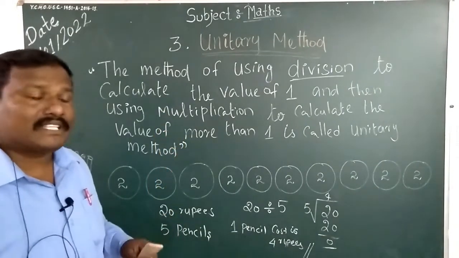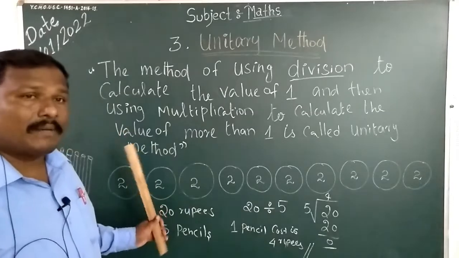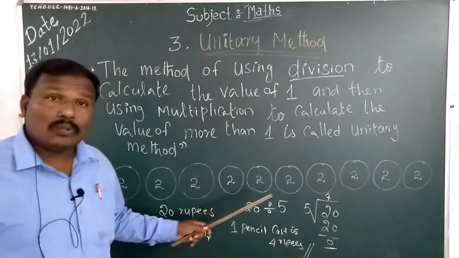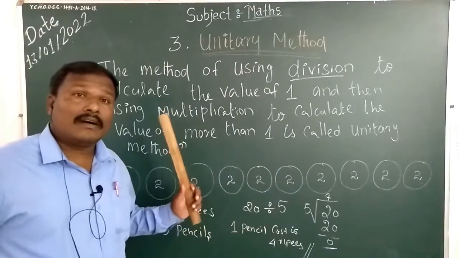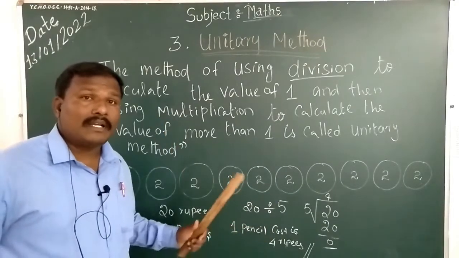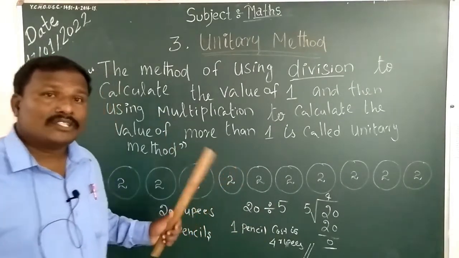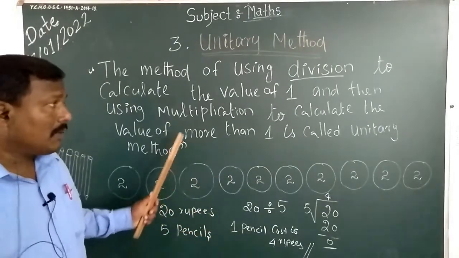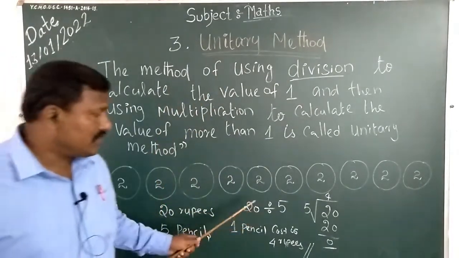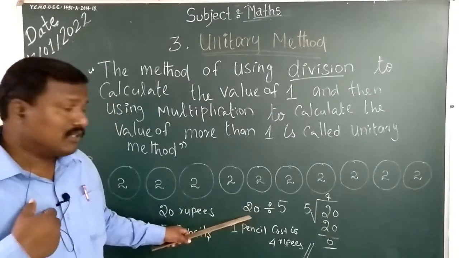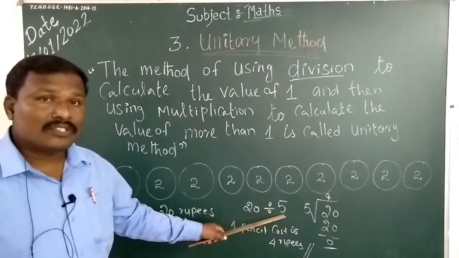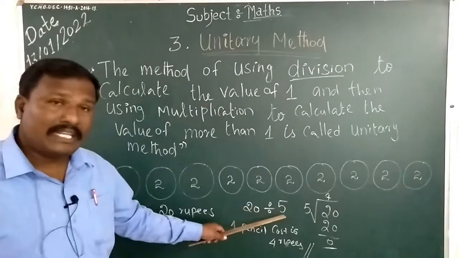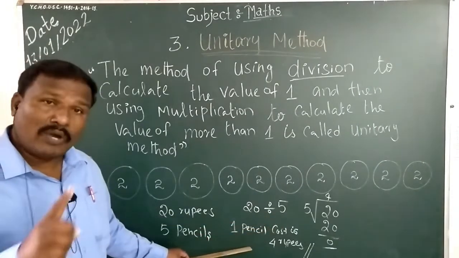So many examples are there. This is the first example. I purchased 5 pencils, and the shopkeeper asked me for 20 rupees. I don't know the cost of 1 pencil, so we have to find it by using the division method. Just simply, 20 is my amount, 5 is the number of pencils. I want to find the cost of 1 pencil, so divide the amount by the number of pencils, and then you can get the 1 pencil cost.